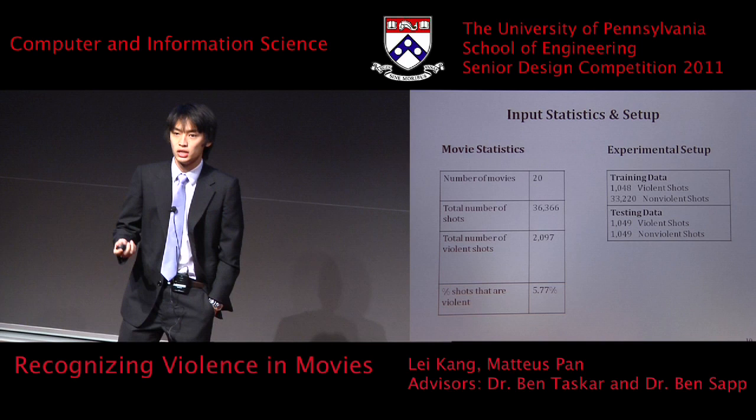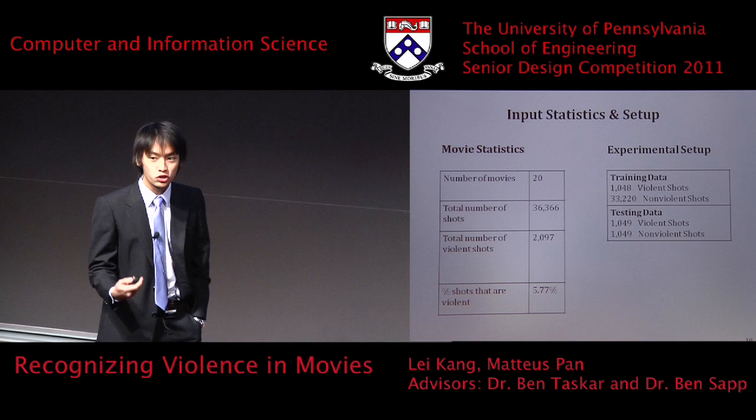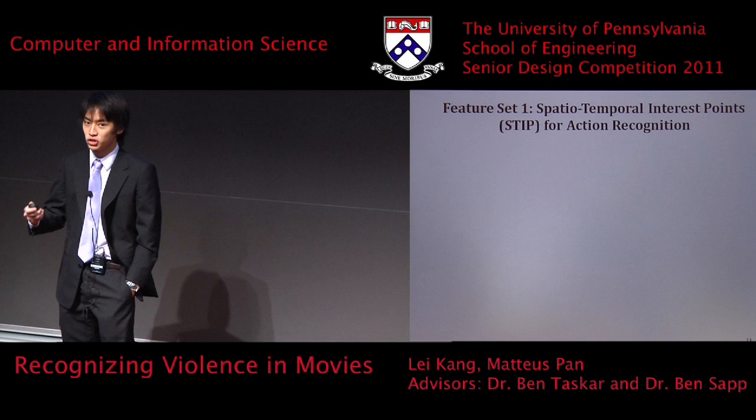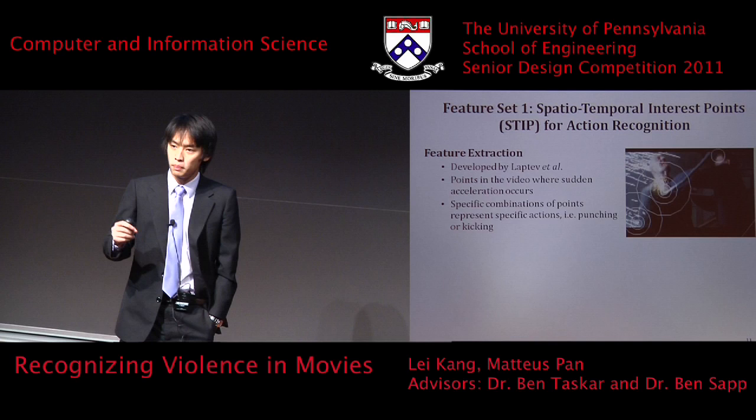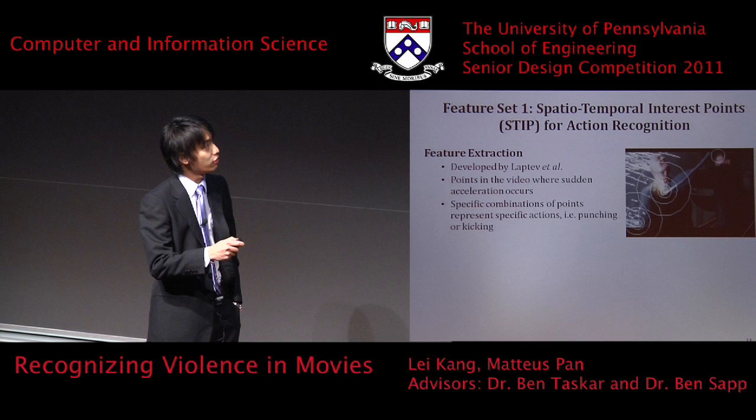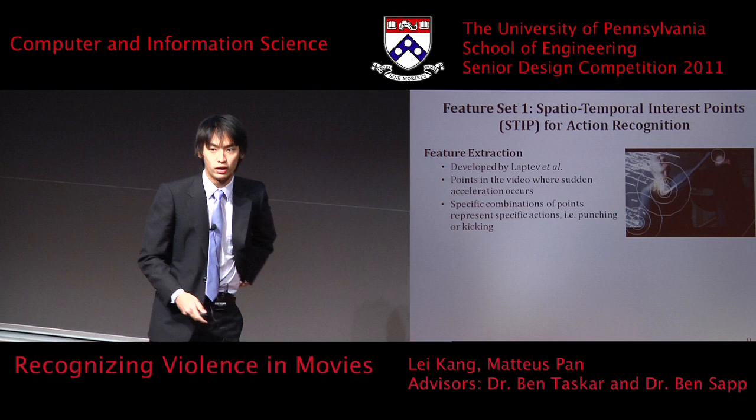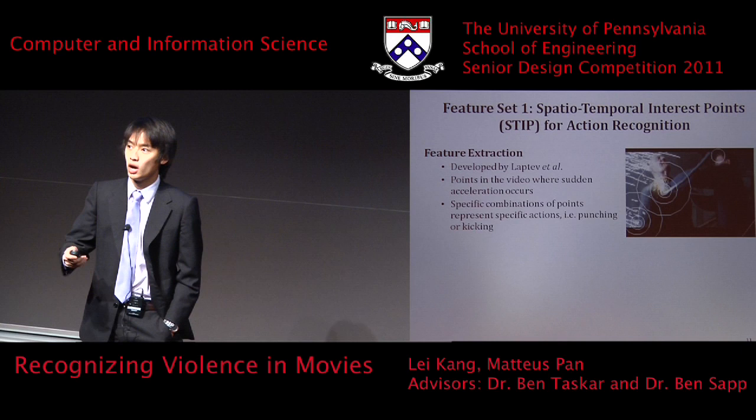So now for the juicy stuff: how we actually extracted these features to build this predictive model. The first one, as I talked about, is looking at action recognition. We use a technique called spatial temporal interest points. Basically, what that does is pick up points in the video where there is sudden acceleration. You can see in this video, there's sudden acceleration right over here as the weapon enters the chest. There is one more over here in the back as there's a jerk back reaction. So the hypothesis here is that specific combinations of these points correspond to specific actions.